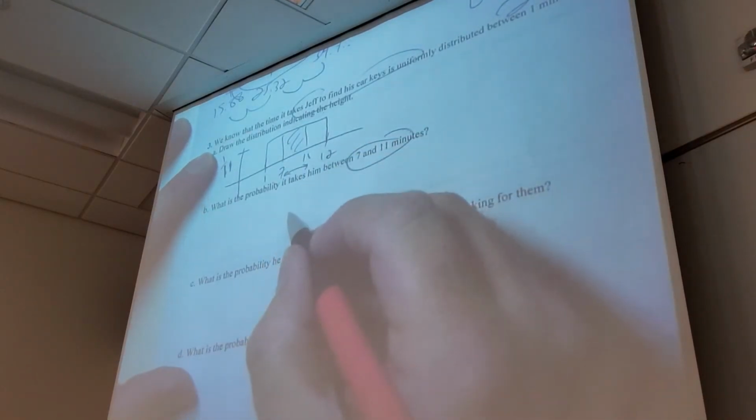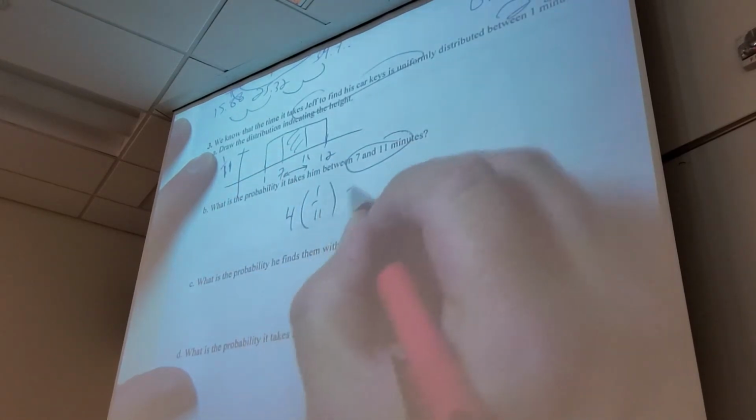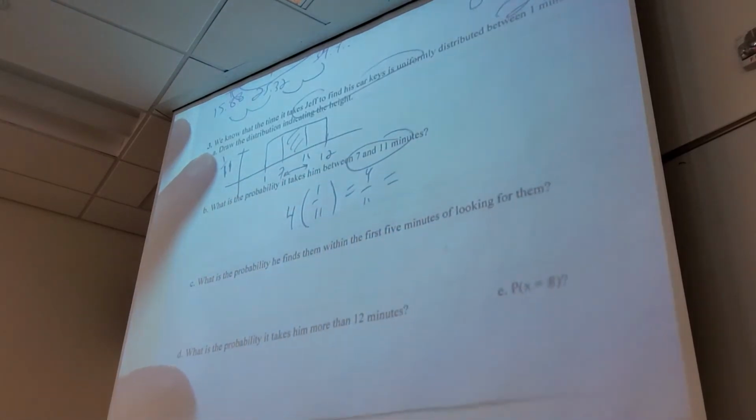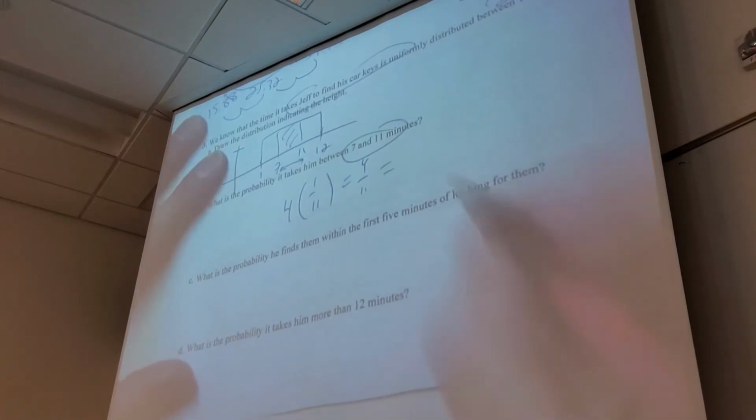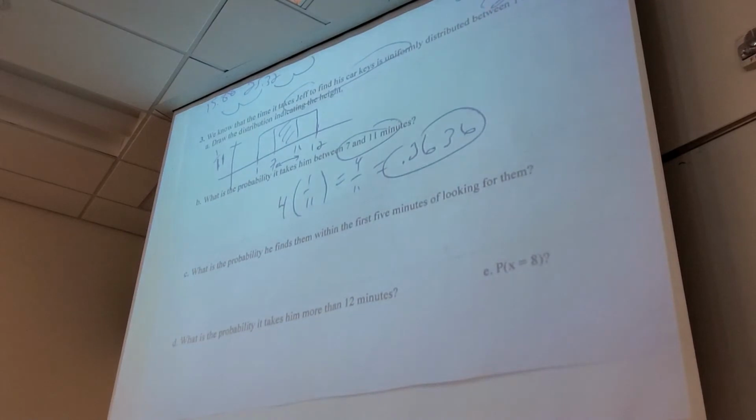How wide is it? 4. How tall is it? 1/11. So it's 4/11, which is 0.3636. The neat thing about dividing by 11 is you multiply the top number by 9 and then you just make that repeat. So 2 over 11 is 0.18181818. And you got to calculate, right? Who cares?